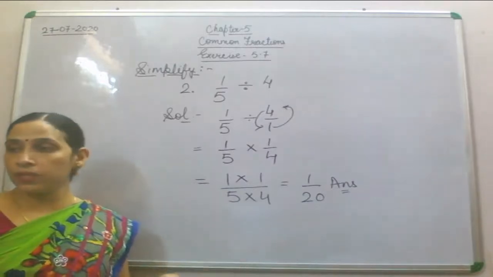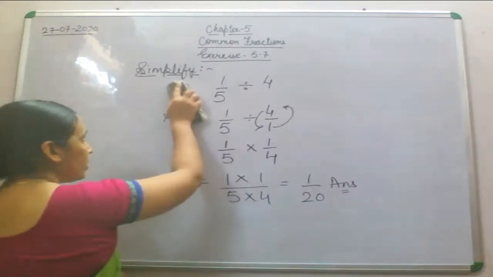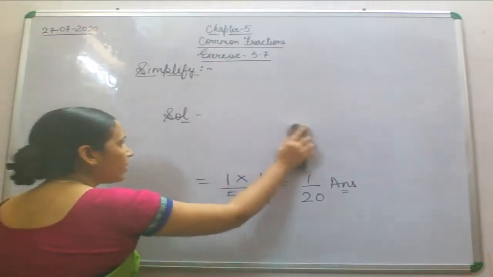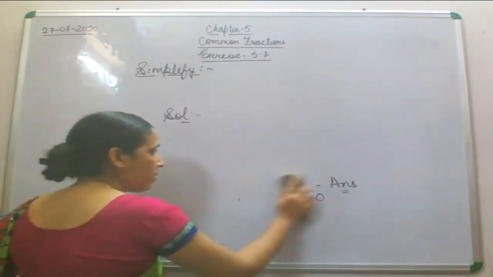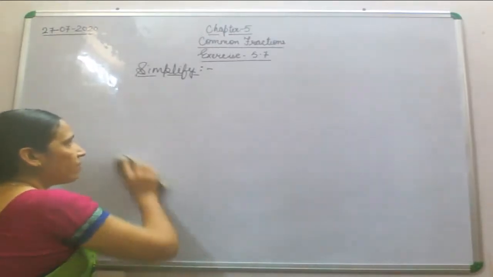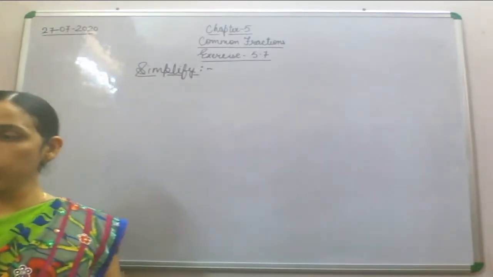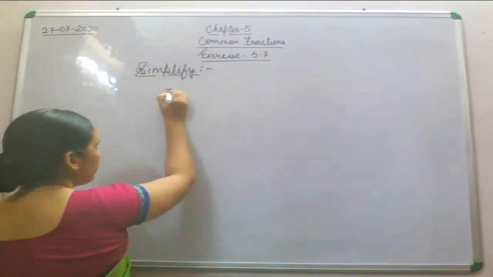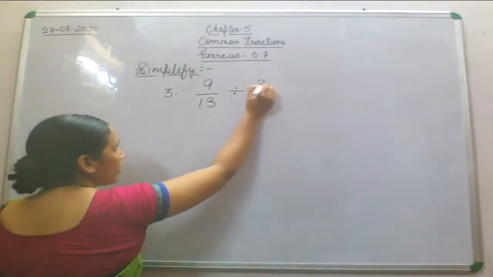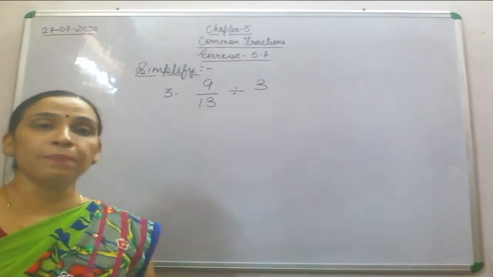So now we'll start with the third one. Now in the third, we don't have a unit fraction. Fine. The third question is a bit different from 1 and 2, because in 1 and 2 we have taken a unit fraction, but in question number 3 we have not taken a unit fraction. So let's see what we have taken in our third question. Third is 9 by 13 divided by 3.